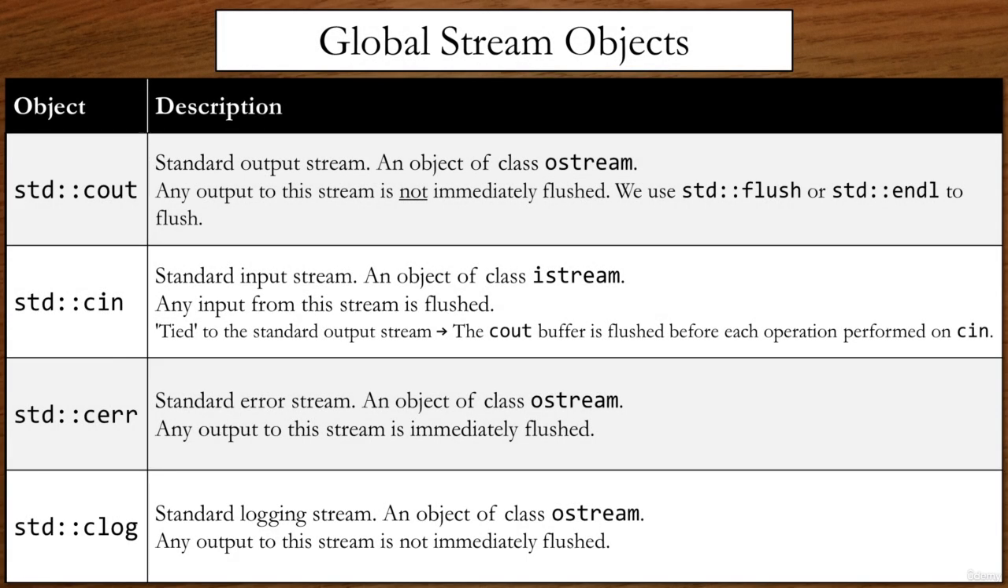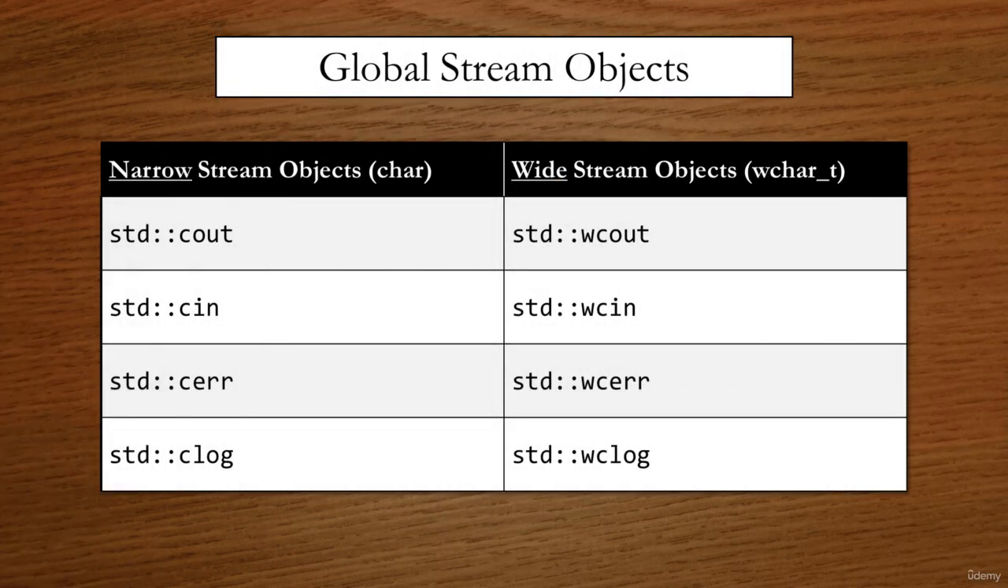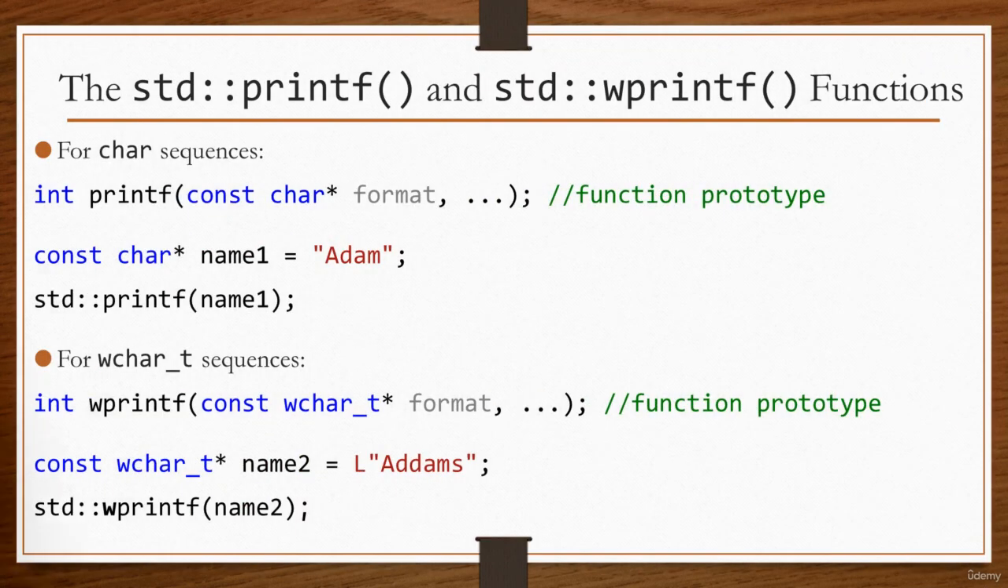I've discussed the global stream objects before: std::cout, std::cin, std::cerr for the standard error stream, and then std::clog as well. Now I actually have the wide stream objects as well for the wchar_t. That is going to be std::wcout and std::wcin, std::wcerr, and then std::wclog.